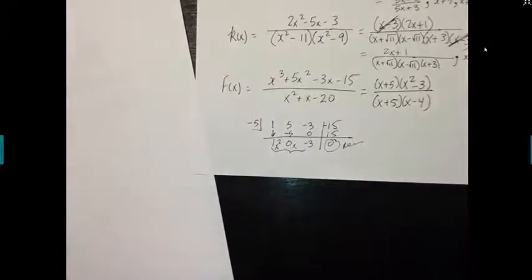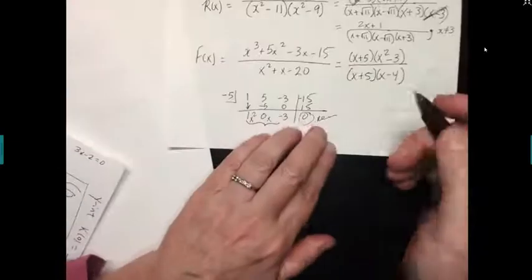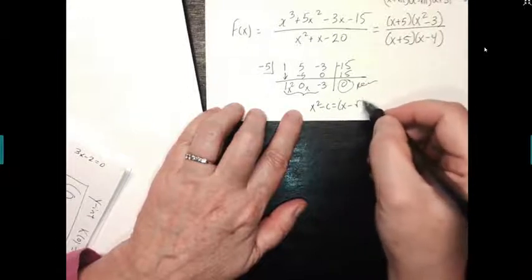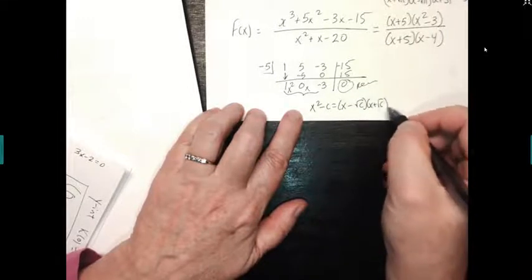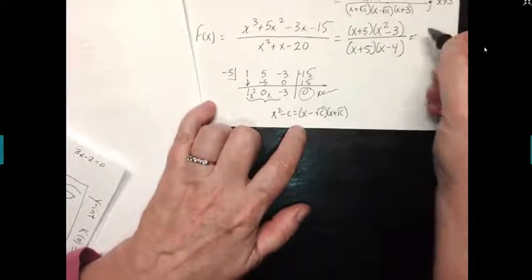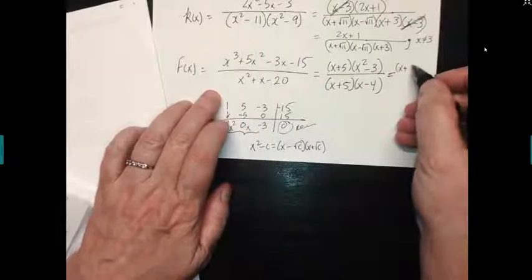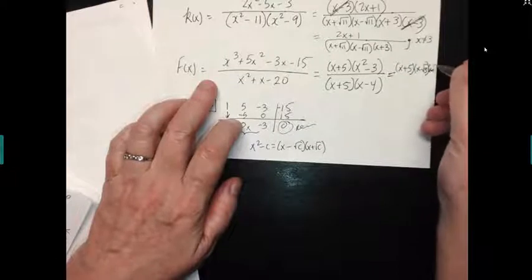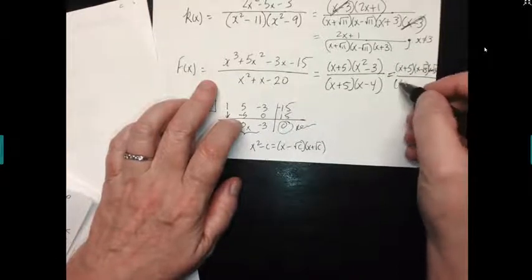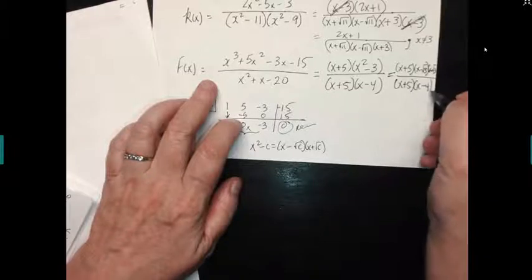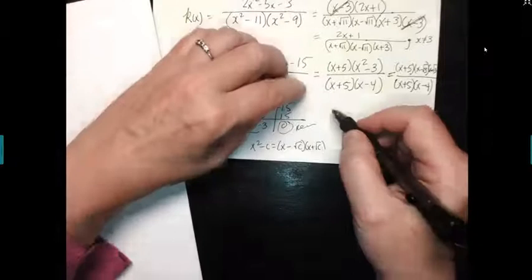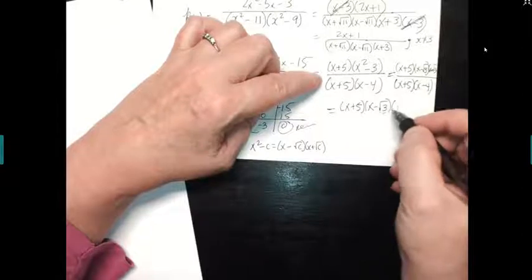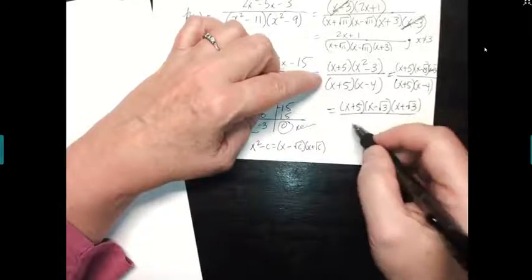Now remember, we have that rule. If it's x squared minus a number, it always factors. So this will factor. So I get x plus 5 times x minus square root of 3 times x plus square root of 3. Okay, let me write that down here better. So x minus square root of 3 times x plus square root of 3 all over this.